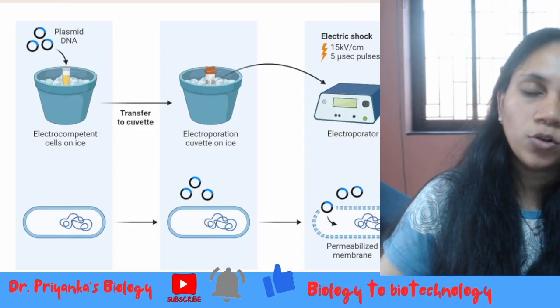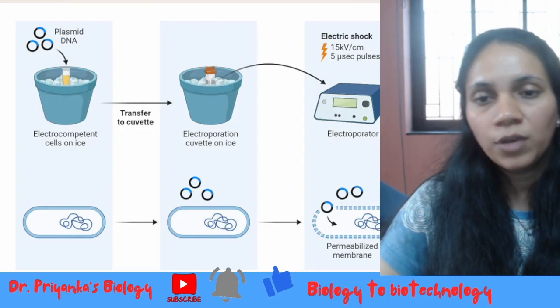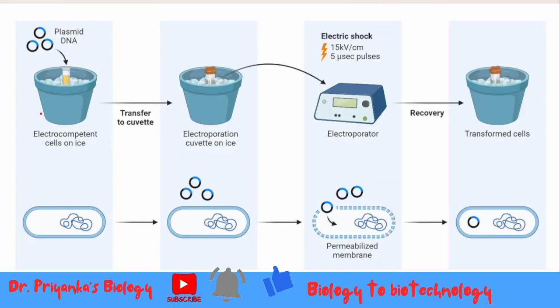In electroporation also the purpose is the same. If you see this picture, we have these cells placed onto the ice and we are introducing the plasmid DNA into it, and this is transferred into a special cuvette, which will be inserted in this electroporator. Now if you see this picture here, the plasmids are still outside the cell. This is because of the nature of the plasma membrane, the charges on both the plasmid as well as the cell.